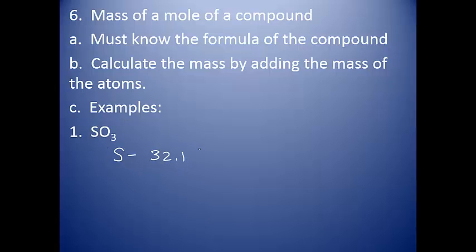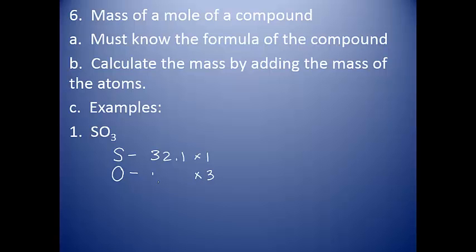And if you look at sulfur trioxide, we only have 1 of those. So we're going to take our mass and multiply it by however many atoms of that element we have. So for sulfur, 1 atom, so 32.1 times 1. But for oxygen, we don't have 1 of them, we have 3 of them. So we're going to be multiplying the mass by 3.